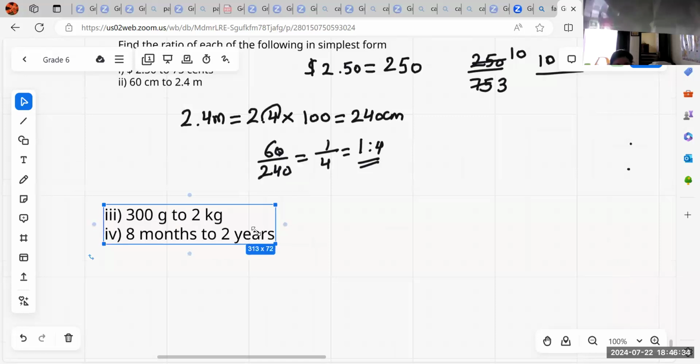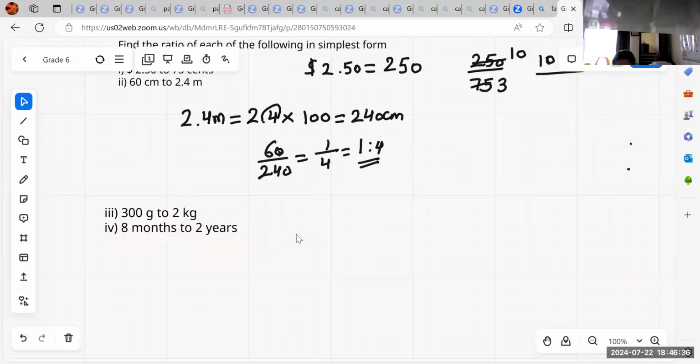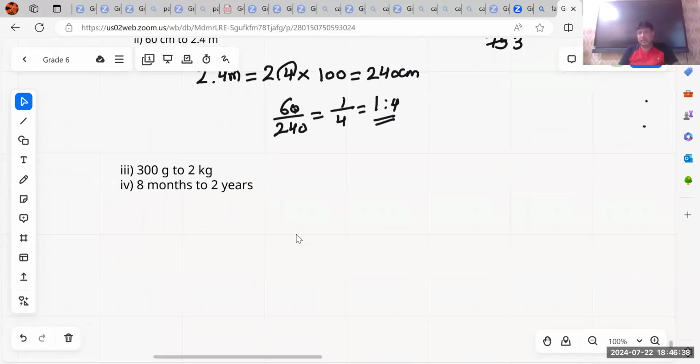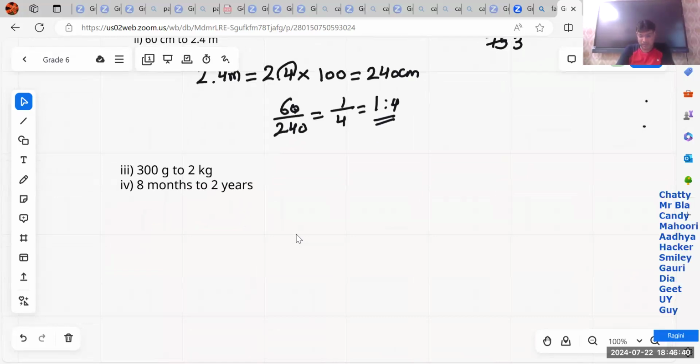Sir, have you had these questions copy pasted? No, beta. I'm using some powers. We just copy paste, right? So 1,000 grams make 1 kg, right?